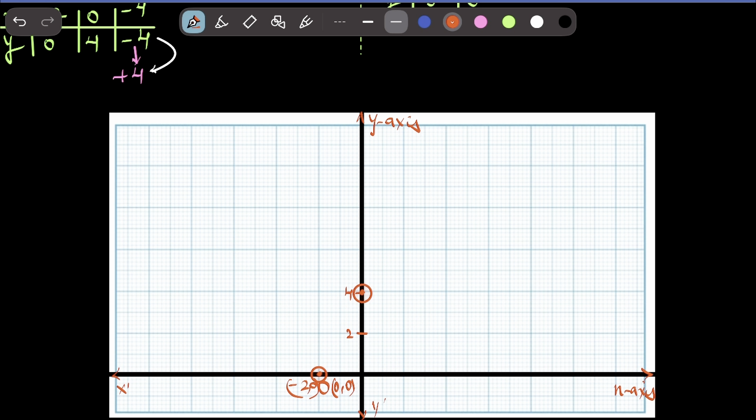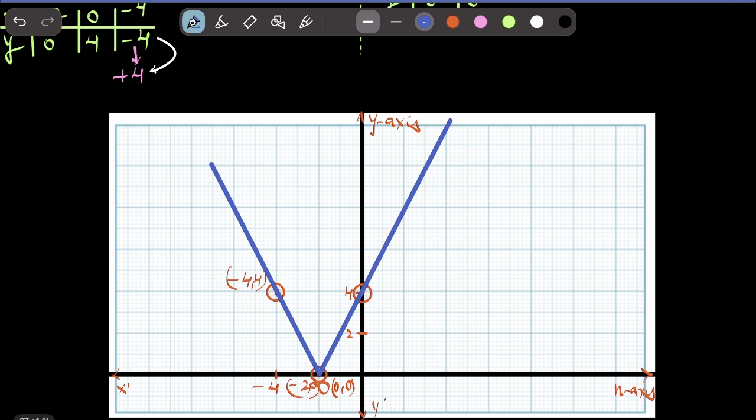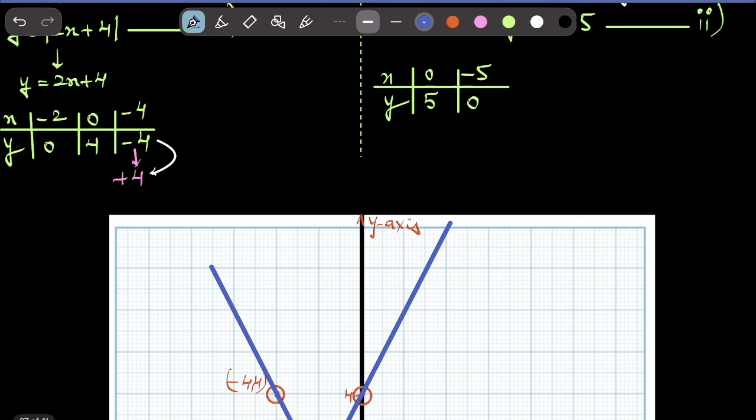Okay, so now next point is minus 4 comma plus 4. I hope you are able to understand how it became plus 4. So I will plot minus 4 comma plus 4. So again, this is the point. Okay, this one is minus 4 comma 4. Now based on this particular information, I am going to plot the graph of it. So these are the lines for y is equals to mod of 2x plus 4.